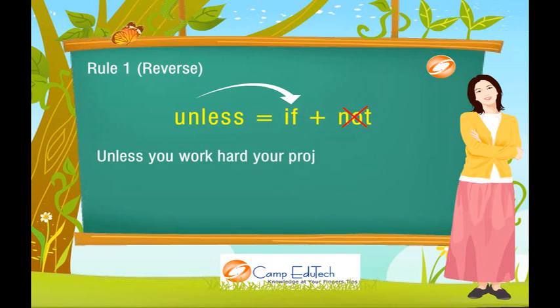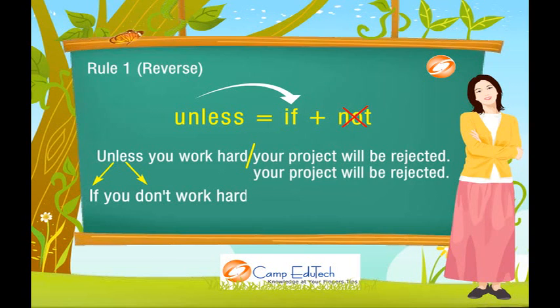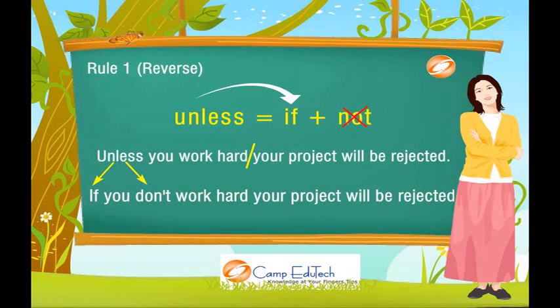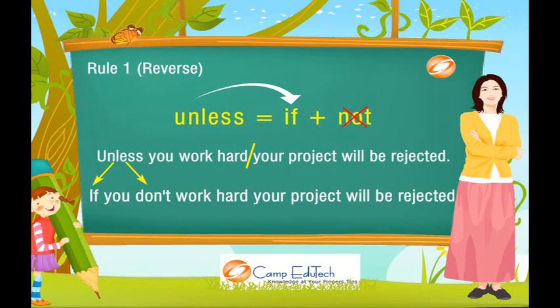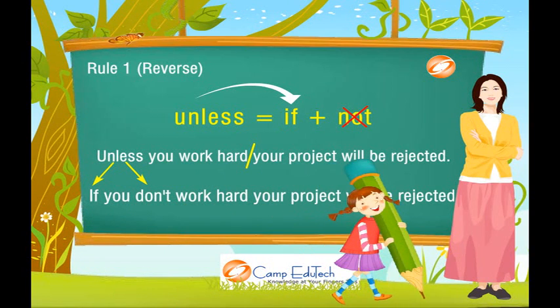Unless you work hard, your project will be rejected. Unless you work hard is the action side of the sentence. Here unless should be replaced with if and a not. So it will now read as if you don't work hard. The result side of the sentence should be just added on. The sentence will now read as if you don't work hard, your project will be rejected.